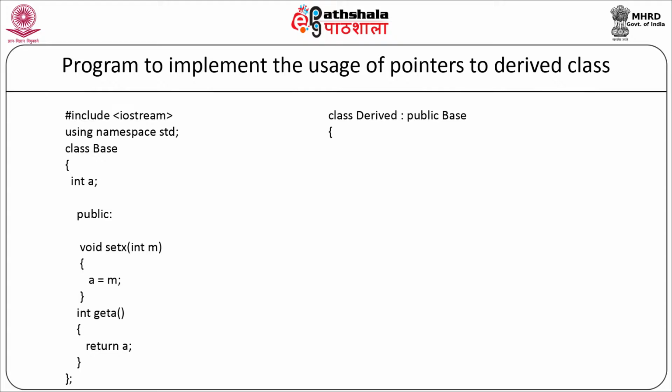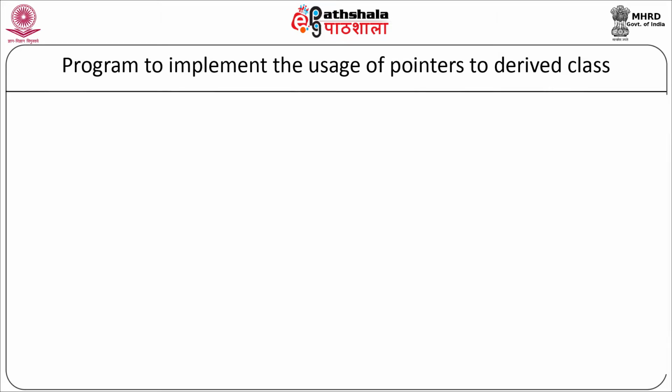Here also we will write one data member and two member functions, integer b, public, void setb integer n, b is equal to n. So this function will assign the value to data member b. Integer getb, return b. The member function will end and the class will end. Now we will write our main program as integer main. We will declare the base class pointer base star BP. We will declare the base class object as base B1. We will declare the derived class object as derived D1.